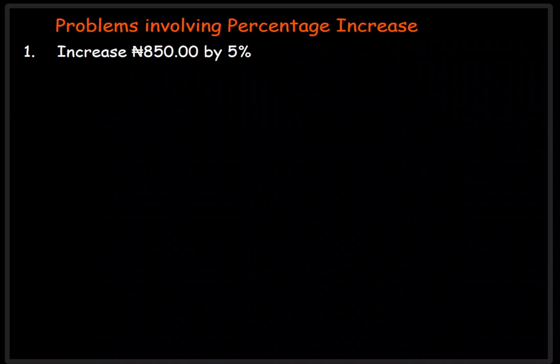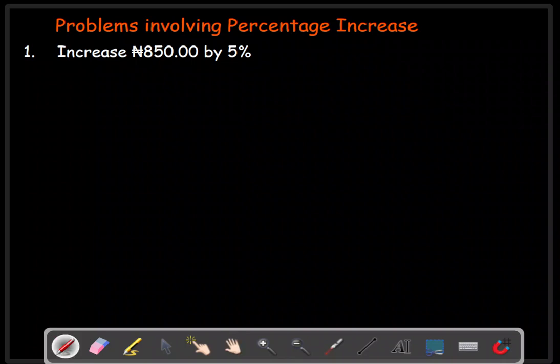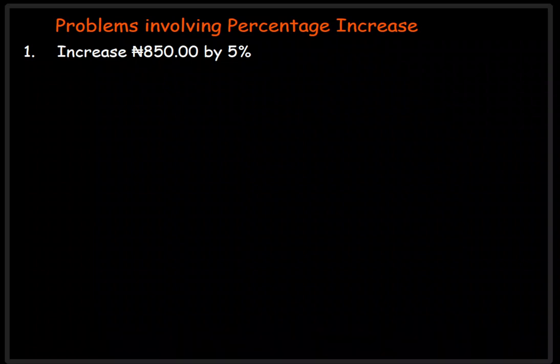So we are in problems involving percentage increase. In the last class we took time to explain the introduction of percentage increase and decrease, so we'll be solving problems here. Number one: increase 850 naira by 5%.